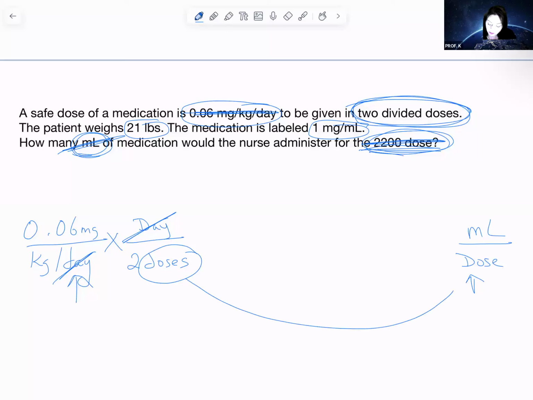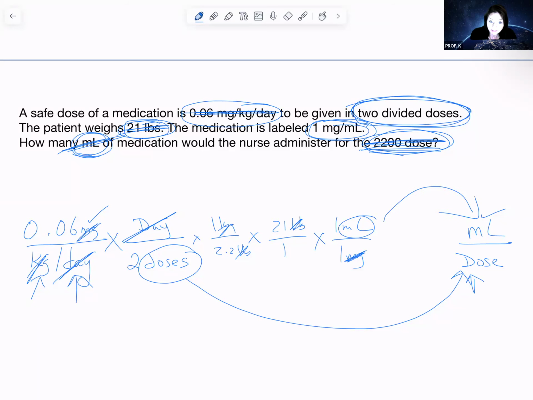So now I have one part. Now, what do I want to get rid of next? Kilograms? Sure. Well, unfortunately, the patient's weight is in pounds. So 1 kilogram is 2.2 pounds, and the patient weighs 21 pounds. Great. Now I got to get milligrams to milliliters. What can I use in my problem? I've used everything except the 1 milligram per milliliter, and that's what I'm going to use. So 1 milliliter is 1 milligram, and I use it. Cross off my milligrams, and now I'm left with milliliters. I'm done. I'm ready to solve.